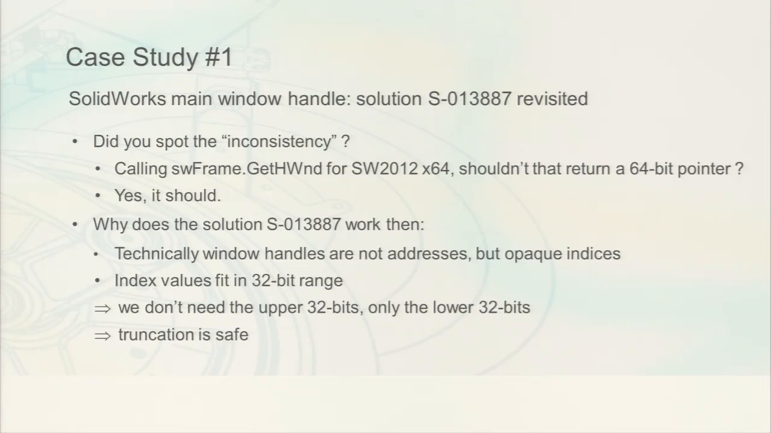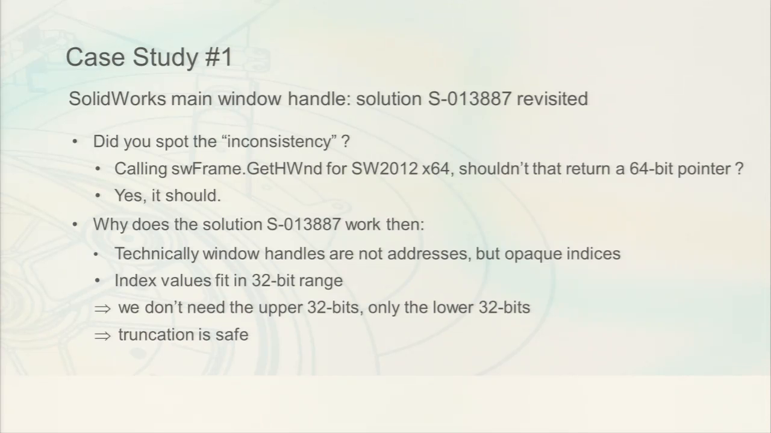And the answer is yes, it should have. And this is the tricky bit. Why did this solution actually work? It's not obvious that these window handles are not true pointers. They're not pointing to something in address space. They're actually just a number, an opaque index saying, given this index, do something with this window. It's not living in space somewhere.